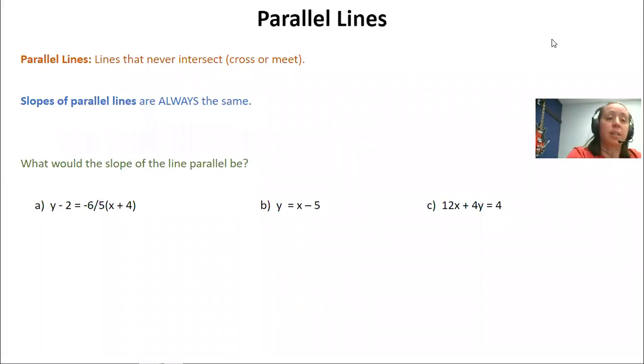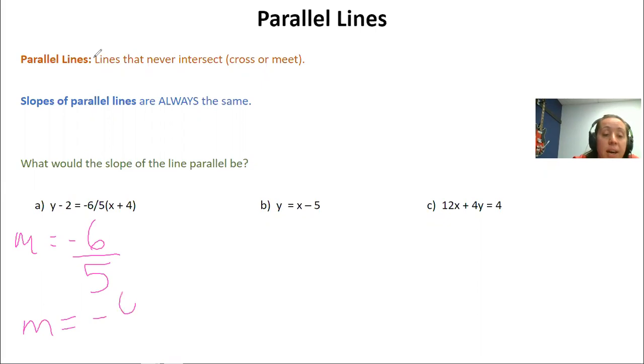It's negative 6/5. Yeah, very good. That is our point slope formula. So if that is the slope of the line that we're given, what would the slope have to be of a line parallel to that line? Negative 6/5. Yeah. They have to match. What about B? What's the slope in part B?